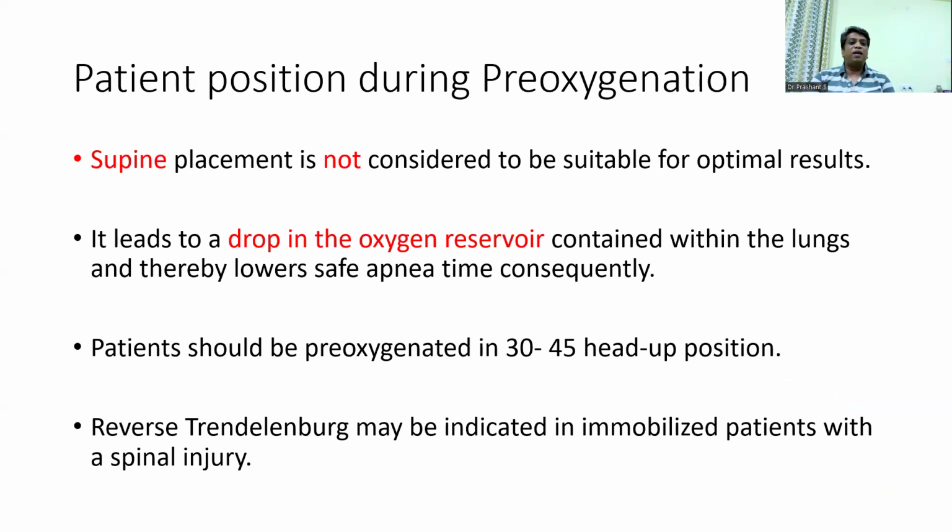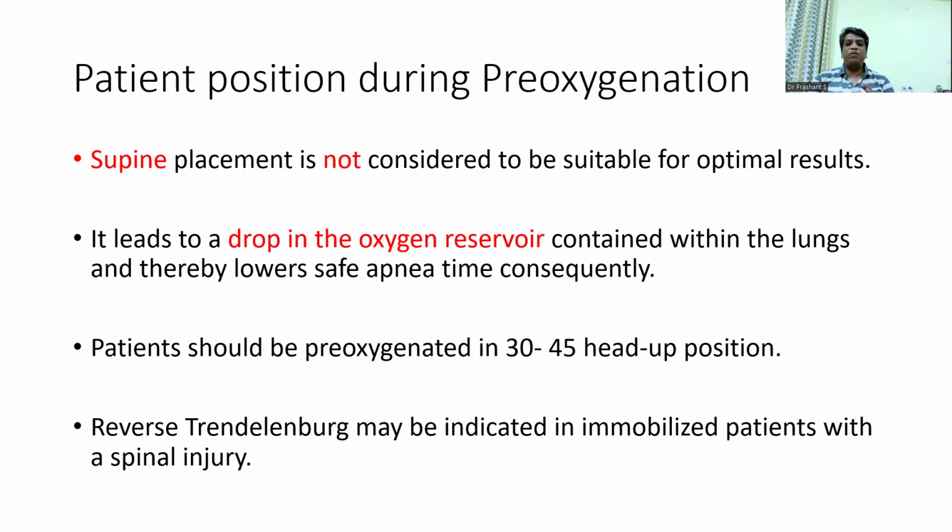Coming to positioning the patients during pre-oxygenation. We all know that whenever the patient comes to the OT for intubation, they will be given a supine position. By giving the supine position, some amount of intra-abdominal pressure will be transmitted and it pushes the diaphragm. Some amount of FRC will reduce, which leads to a drop in the oxygen reservoir in the lung, thereby lowering the safe apnea time consequently.